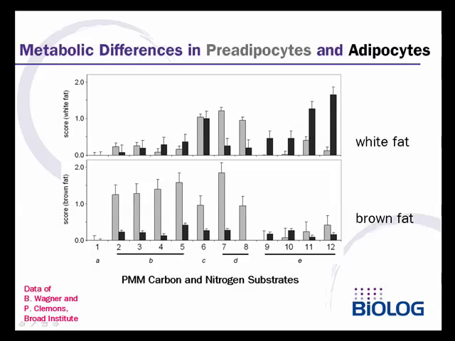In a study conducted at the Broad Institute at MIT, Biolog's assays were used to detect and define shifts in substrate metabolic rates as fetal preadipocyte white or brown fat cells differentiated to become adult cells.